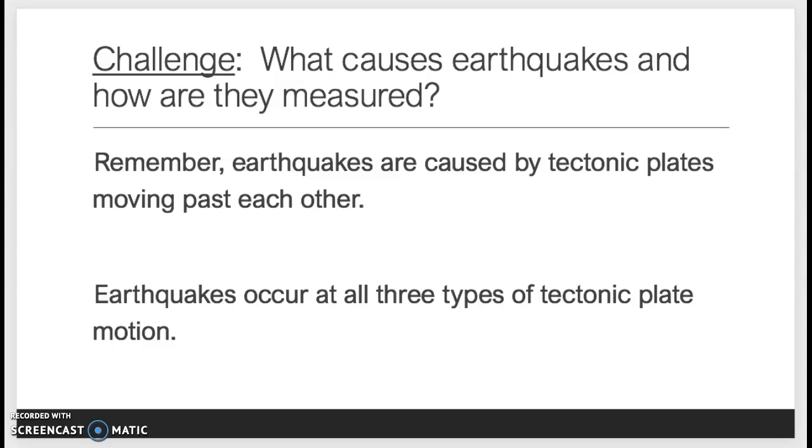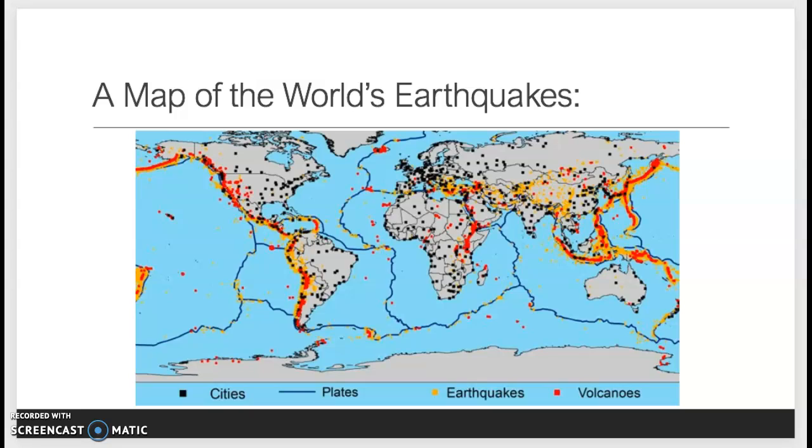So remember that earthquakes are caused by tectonic plates moving past each other. All three types of plate boundaries cause earthquakes to occur. We have looked at this map before when we looked at the volcanoes. It's the same exact map. Notice now that the yellow dots or the yellow squares are right where the volcanoes were. So earthquakes also occur at plate boundaries. Now there are some random ones out in the middle, right, that are not necessarily on plate boundaries.